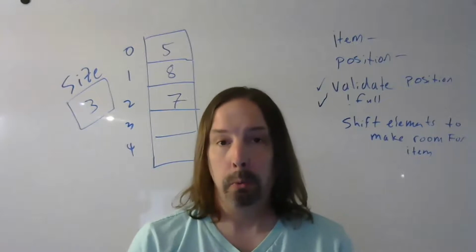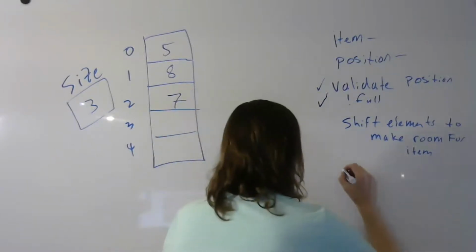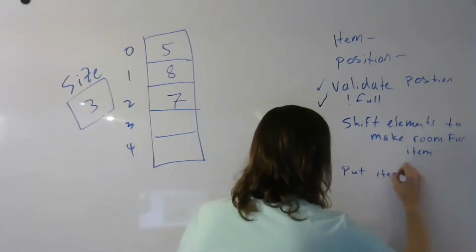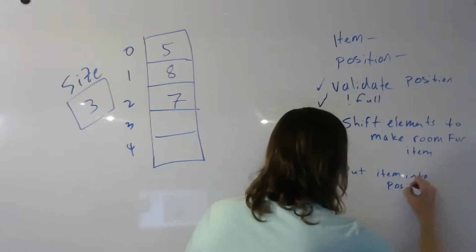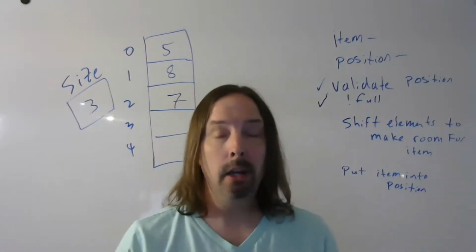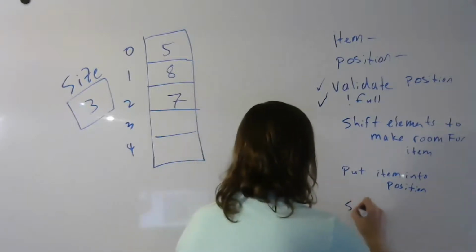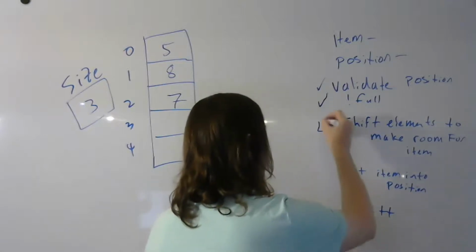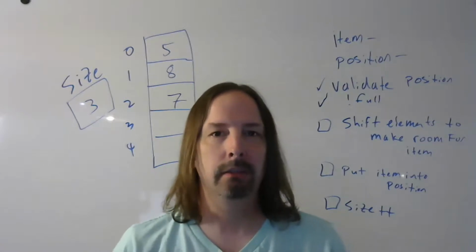All right, we need to do that. Now, once we've done that, our job's almost done. We need to insert item, put item into position. And I love to misspell position. Once we've done that, we're almost done. We need to increment size. We cannot forget to do that. So those are our kind of boxed lists, if you will.